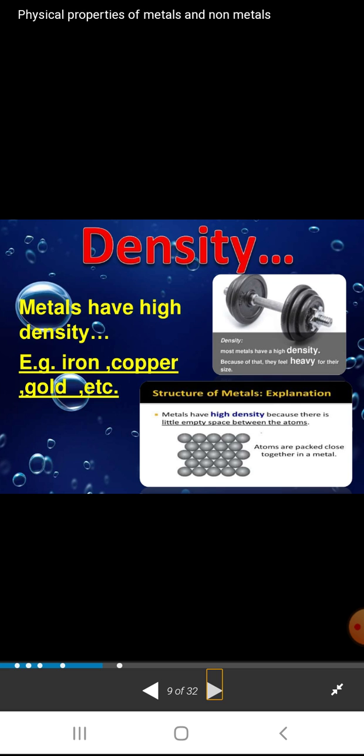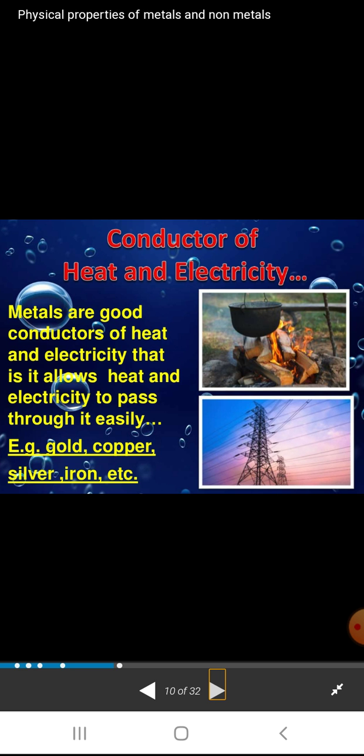Density. Metals have high density. For example, iron, copper, gold and etc. Conductor of heat and electricity. Metals are good conductors of heat and electricity. That is, it allows heat and electricity to pass through it easily. For example, gold, copper, silver, iron and etc.